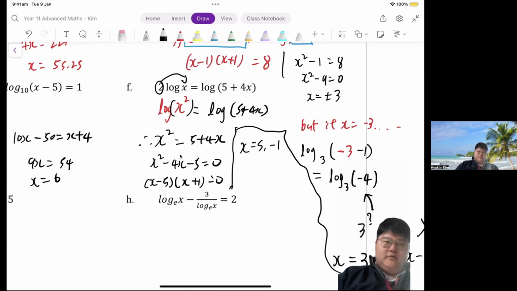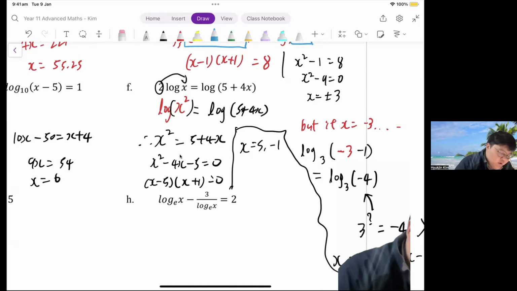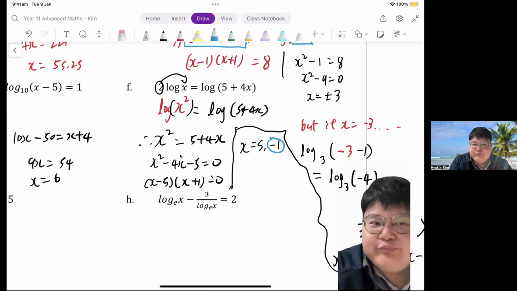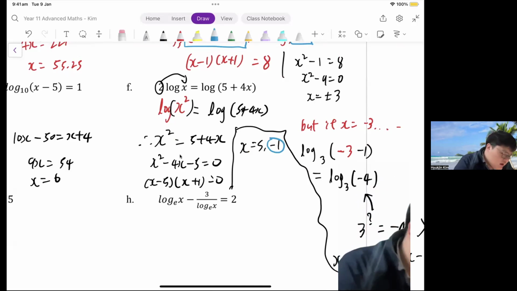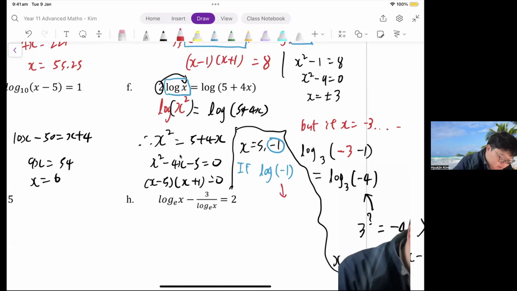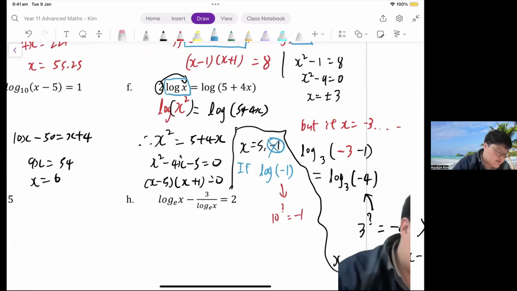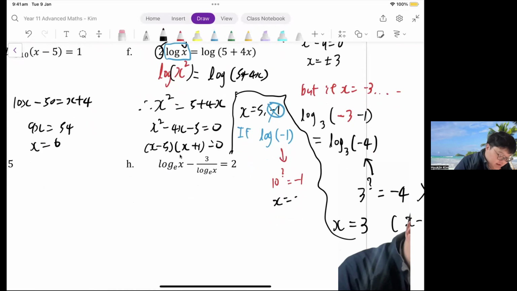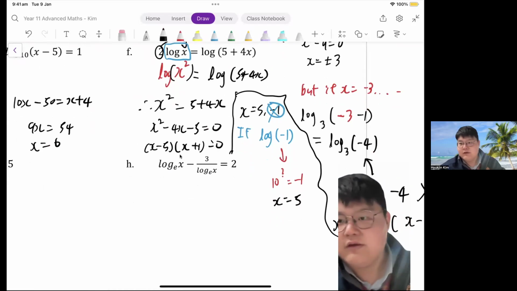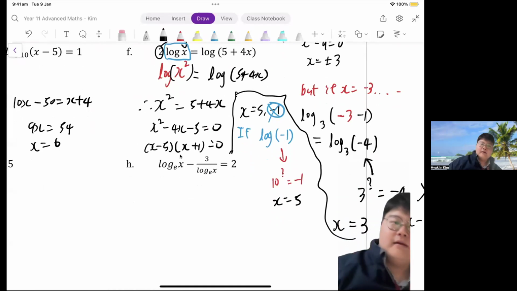Are we happy with that? Are we happy with this answer? Well, let's test. Whenever we get a negative answer, I get anxious. Does the negative work for all of these? Oh, if I have log of negative 1, this is like saying 10 to the power of something equals negative 1, which also doesn't make sense. So we say, you know what, you're not the answer, you're not what I'm looking for. x equals 5. Okay, and that's what we're looking for. You've got to be very careful with these domains. All right.